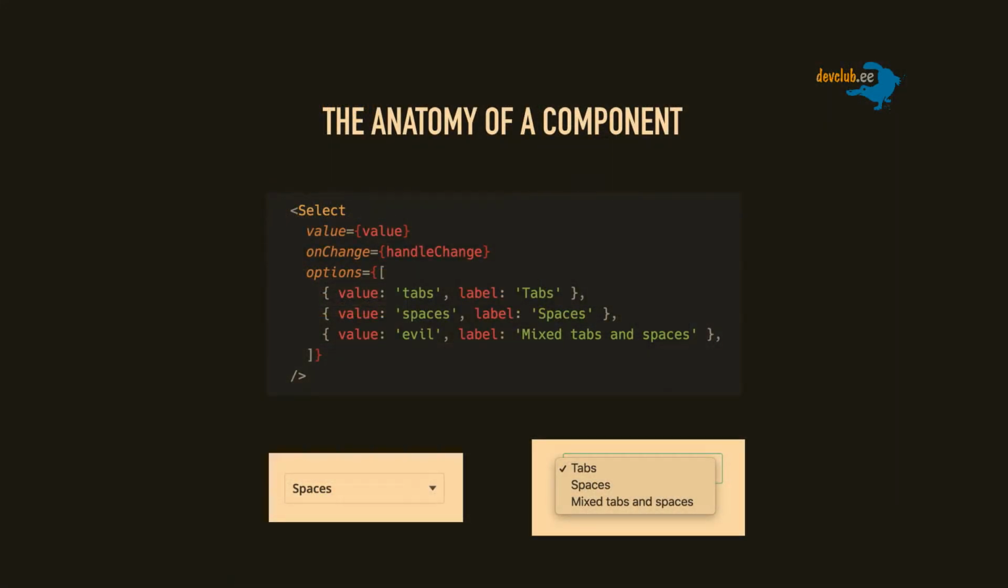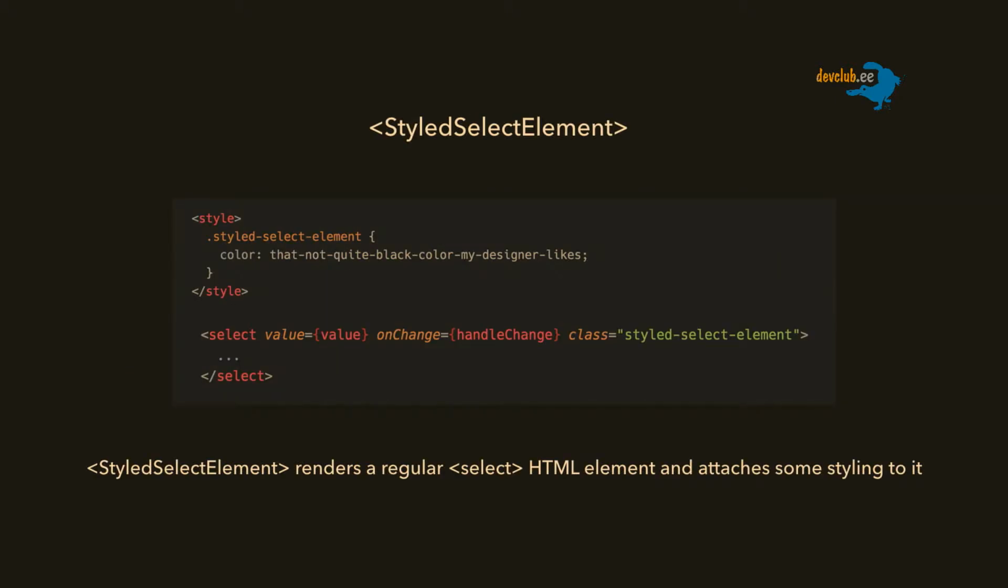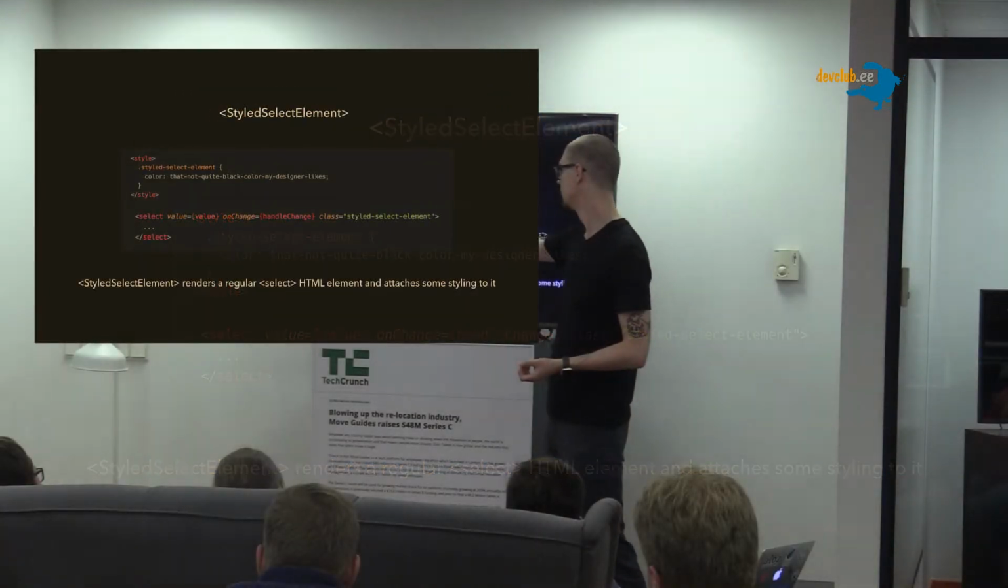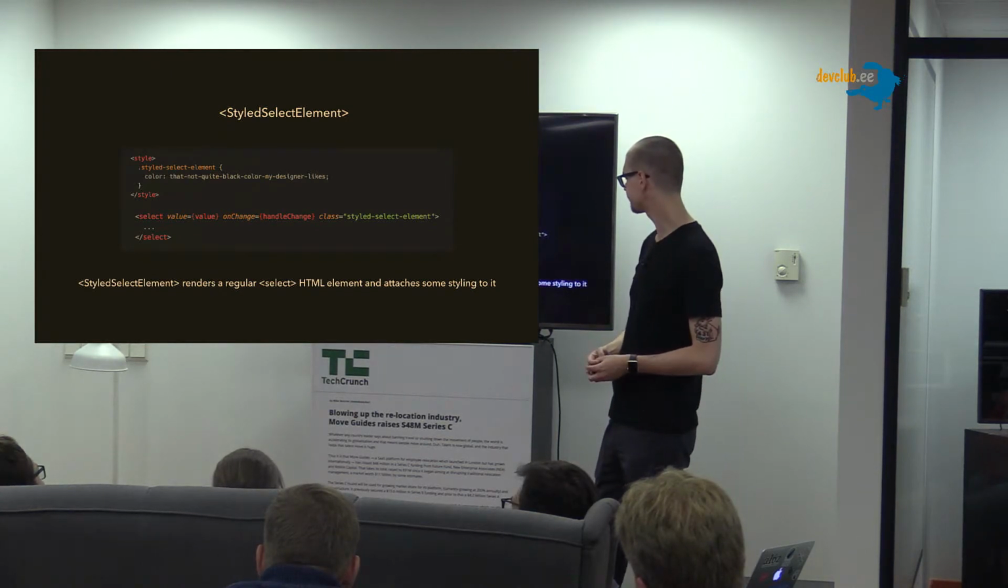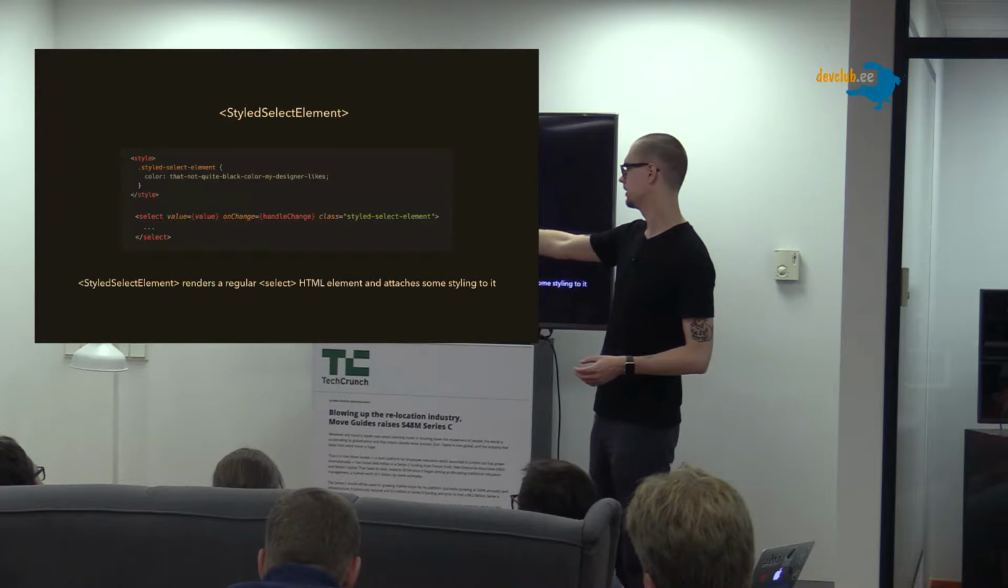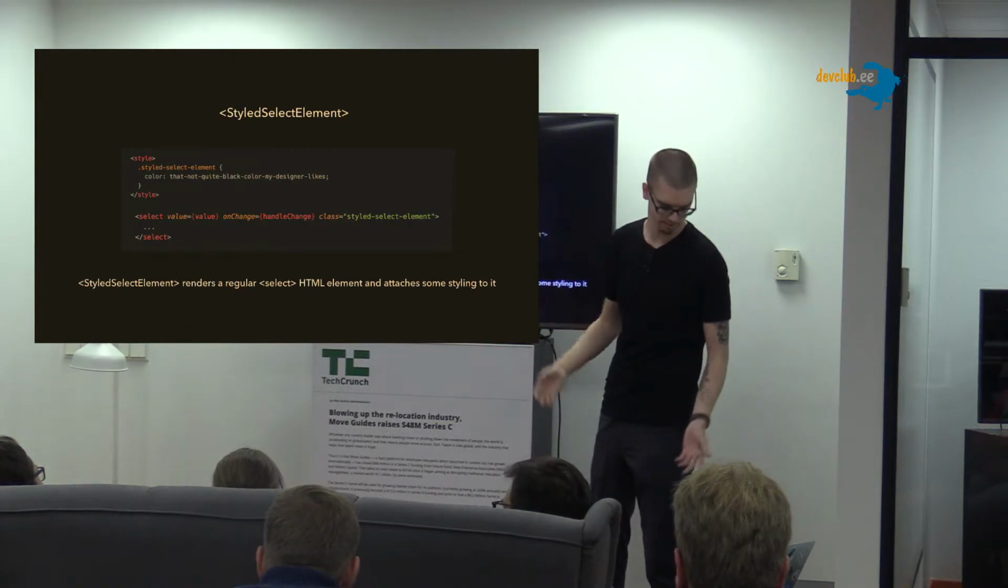If we take a look inside this select component, this is pretty much all that it does. It renders these options and another component called styled select element. So it does one simple thing and passes everything else onto another component. And this styled select component also does pretty much one simple thing, which is render a select and attach a class, which ties back to the style element there. And the select itself renders the HTML element and attaches these React values and event callbacks.